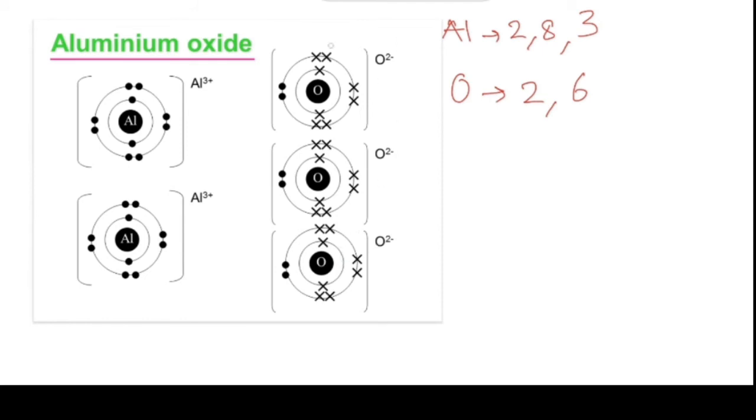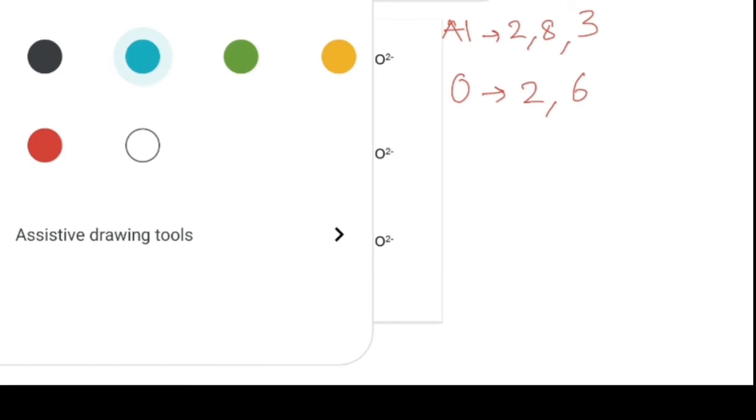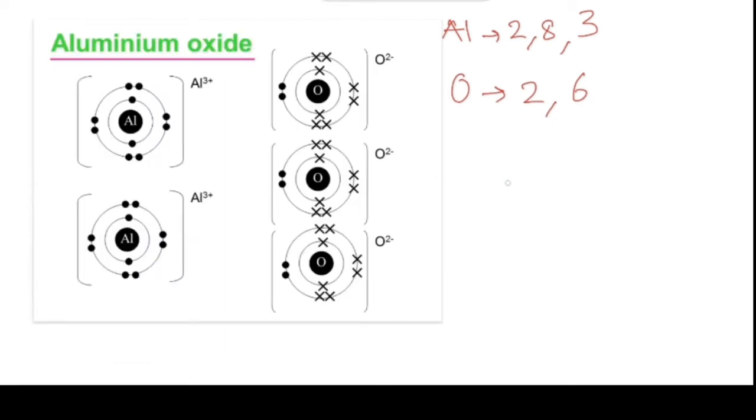So this will be the final dot and cross diagram, and when you deduce the formula of aluminium oxide, since there are 2 aluminium ions and 3 oxide ions, that would be Al2O3. So this will be the final dot and cross diagram of aluminium oxide, and this will be the formula of aluminium oxide.